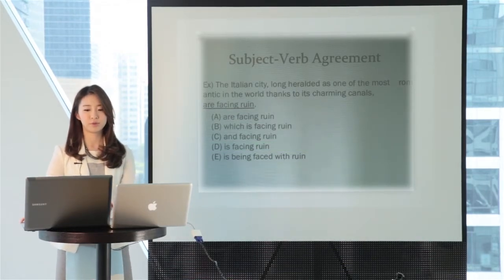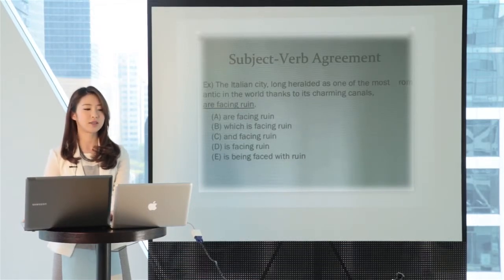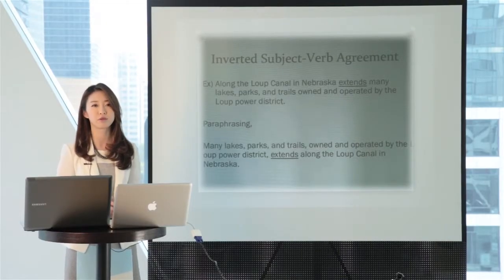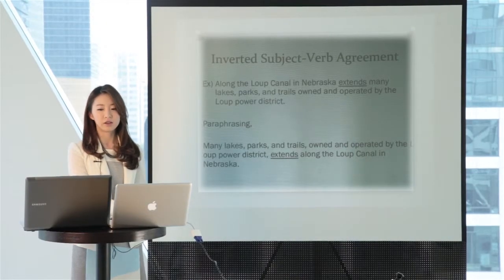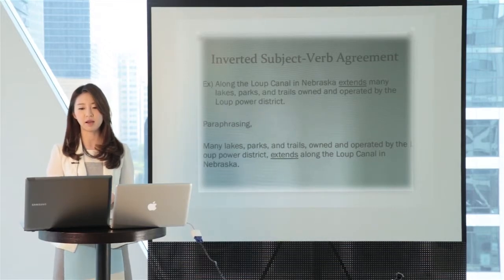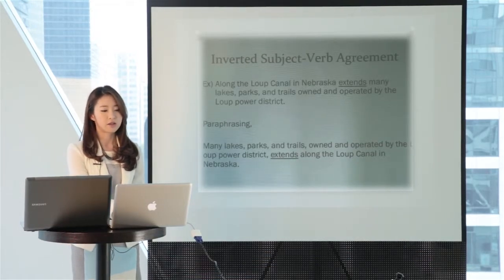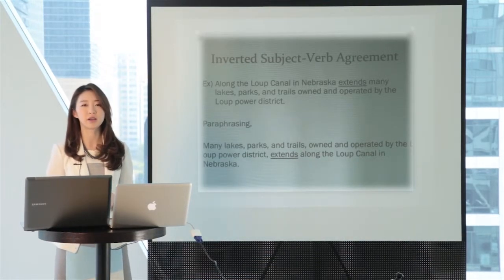Now we go on to the inverted subject-verb agreement. 보통 subject-verb agreement는 아주 쉽다고들 해요. noun이랑 verb를 찾기가 되게 쉬우니까. 근데 inverted subject-verb agreement로 가면 학생들 대부분이 subject랑 verb를 찾는 걸 어려워하는 경우가 있어서 그 예를 한번 들어주려고 해요. 자, 봅시다. Along the Loop Canal in Nebraska extends many lakes, parks, and trails owned and operated by the Loop Power District. 자, 주어랑 동사를 한번 찾아보세요.